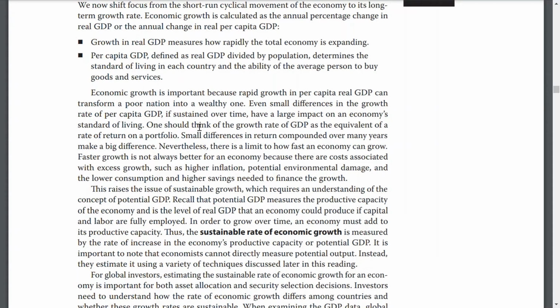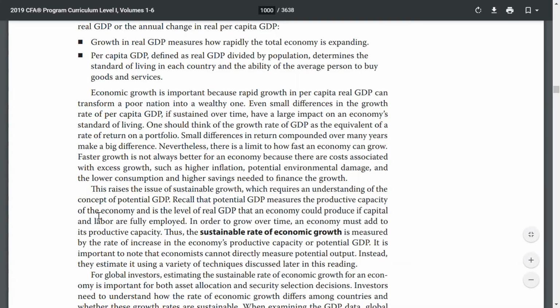Faster growth is not always better for an economy because there are costs associated with this growth, such as higher inflation, potential environmental damage, and lower consumption and higher savings needed to finance the growth. This raises an issue of sustainable growth, which requires an understanding of the concept of potential GDP. Recall, potential GDP measures the productive capacity of the economy and is the level of real GDP that an economy could produce if capital and labor are fully employed.